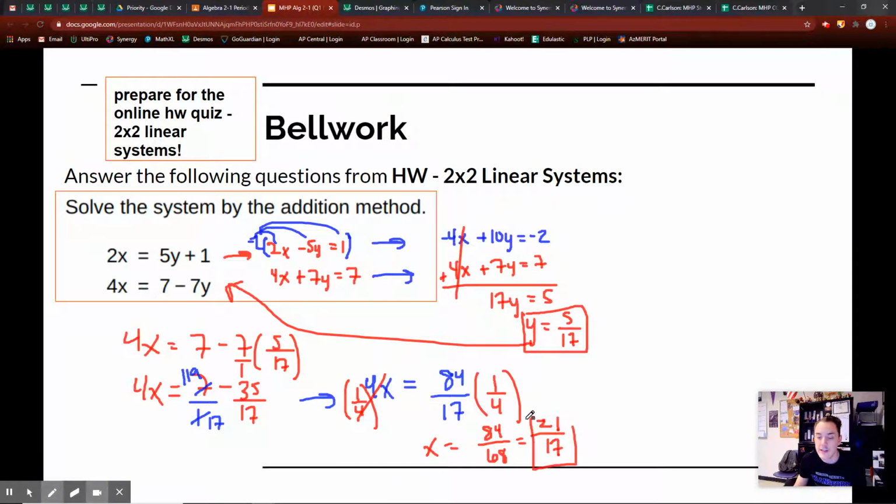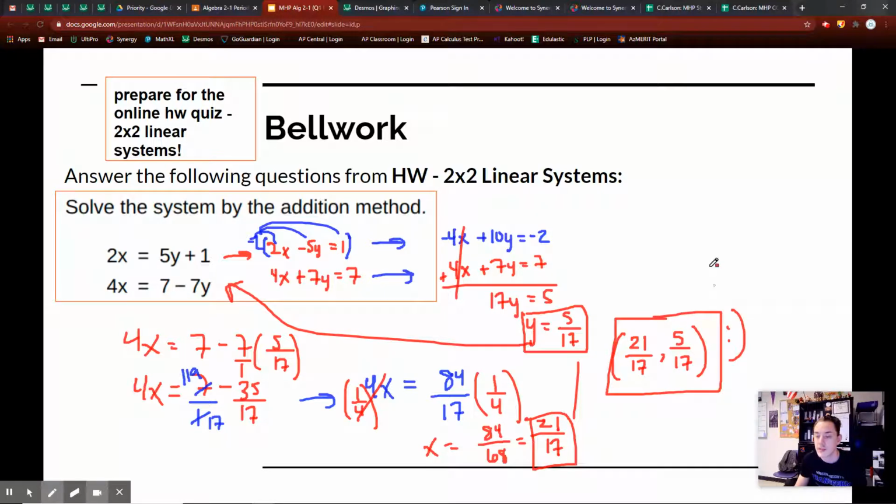So I know this is kind of lame because of fractions, but you still get the right answer no matter what. So this is my total answer. And of course, an amazing unicorn to help out with our good math. Okay, so that is the bell work.